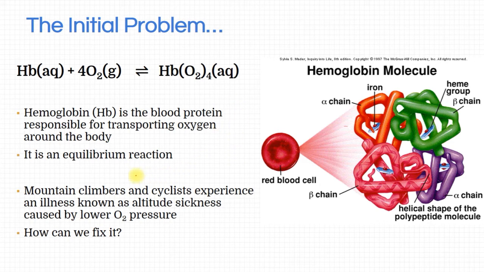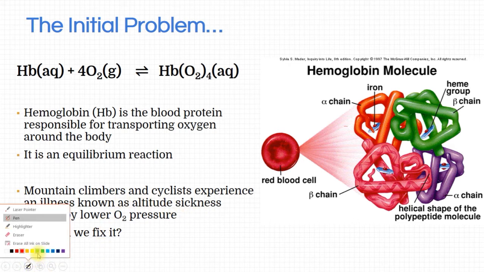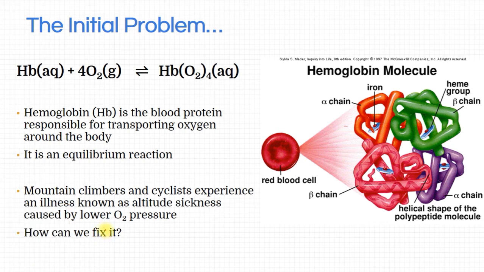All right, and so people who go traveling to high altitude places frequently get sick because of an imbalance in this equilibrium. Okay, and mountain climbers and cyclists both experience this, and so the question is, how can we fix it? Okay, and this is an important thing here. We have low oxygen pressure, and so here's why. I want to show you this.